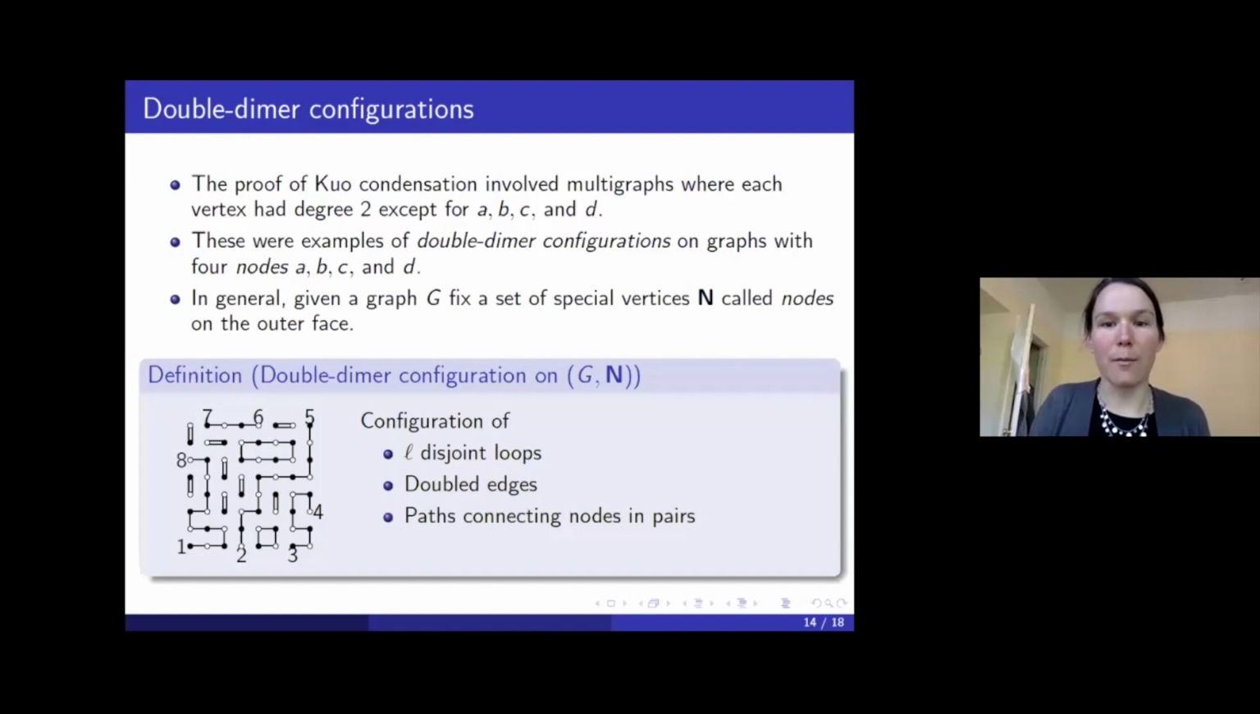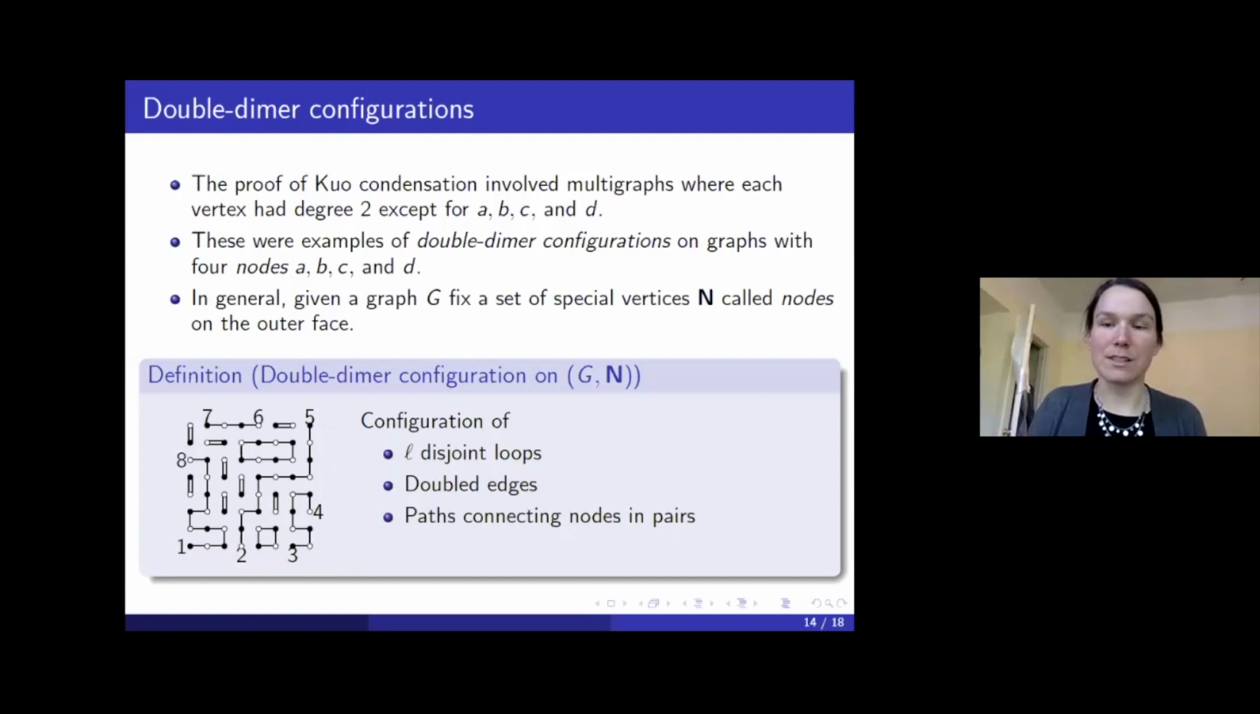And in general, given a graph G, you can fix a set of special vertices called nodes on the outer face of the graph. And then a double dimer configuration is a subgraph of degree 2 at the internal vertices and degree 1 at the nodes, except for possibly having some doubled edges. So equivalently, you can think of it as a configuration of disjoint loops, and loops are what we were calling cycles earlier, doubled edges, and paths connecting the nodes in pairs. So every double dimer configuration has a planar pairing of the nodes.